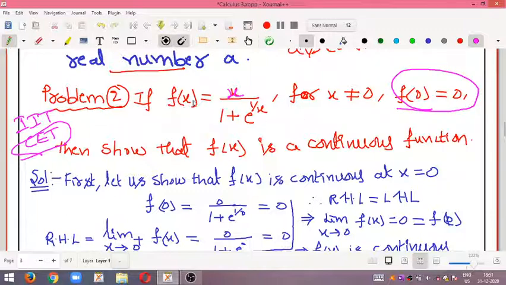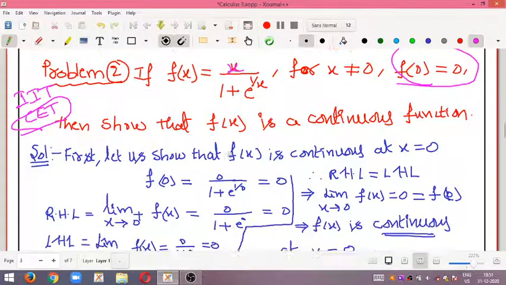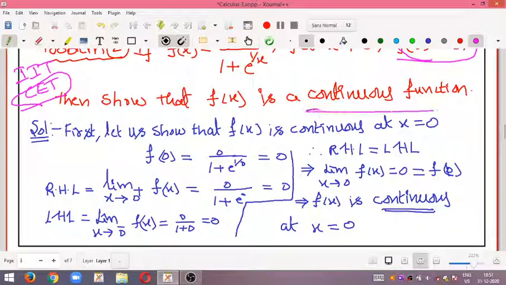So if f of x is equal to x divided by 1 plus e power 1 by x for all x is not equal to 0, and f of 0 is equal to 0, then we have to show that f of x is a continuous function. We want to show that.